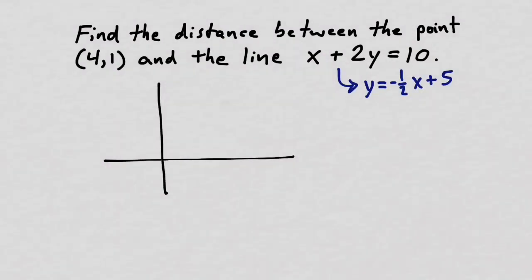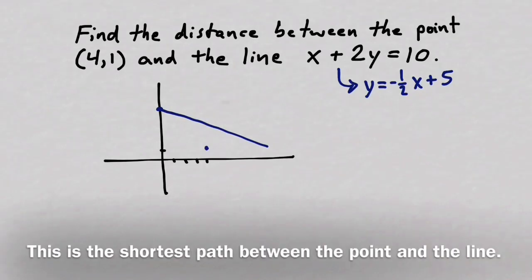So we have a y-intercept at 5 and a slope of -1/2, so something that's going to slant downward a little like that. Our point has a y value of 1 and an x value of +4, so it's going to be over here. Now the distance is going to be the length of the segment that goes from the point to the line and is perpendicular to the line.